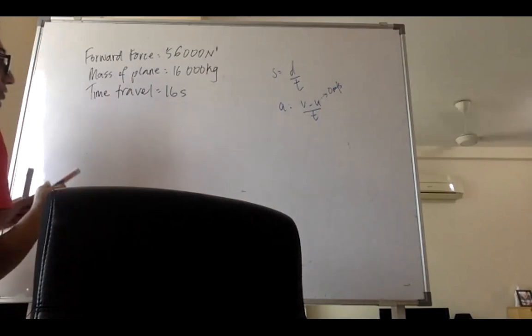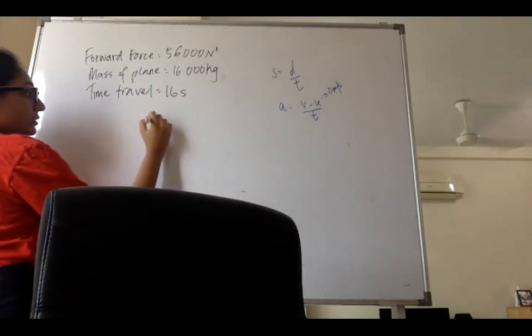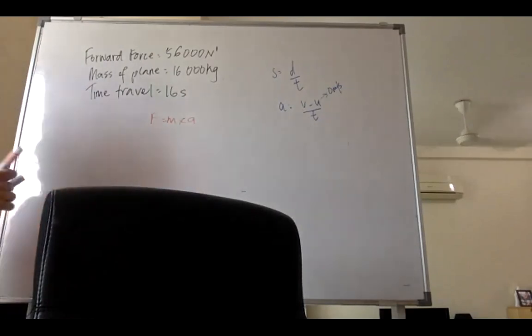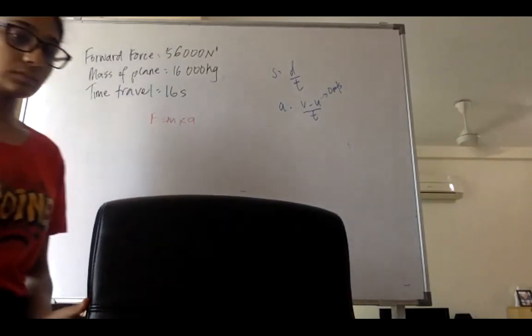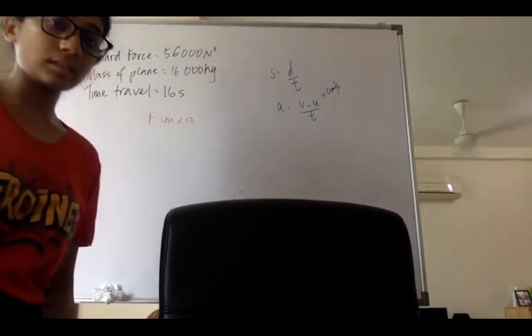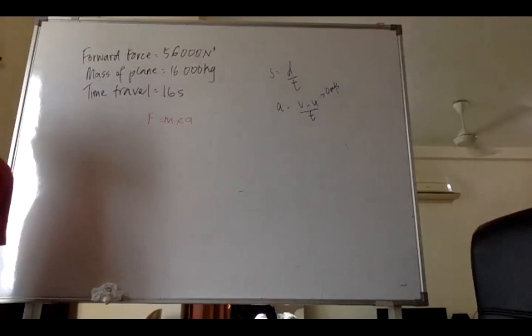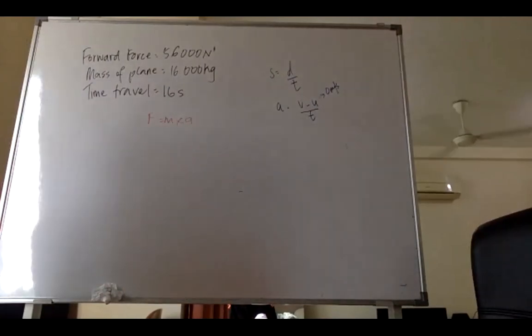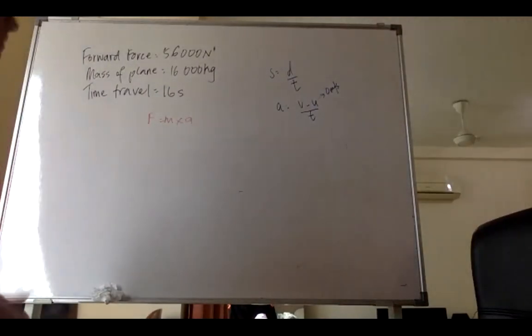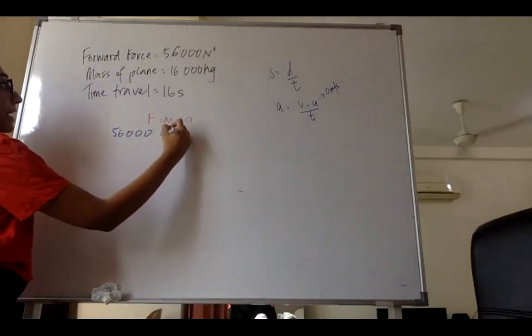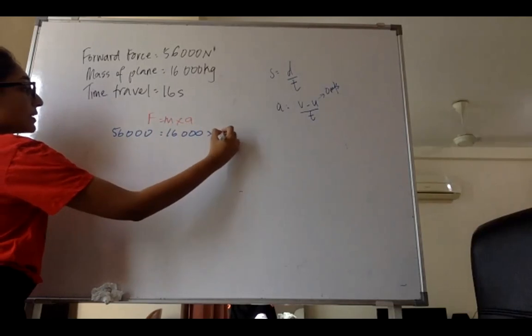Force is equal to mass times acceleration, correct? Do you all know this formula? Yes, that's true. Okay. So, force equals mass times acceleration, and force is equal to 56,000. Mass is 16,000. What is my acceleration?